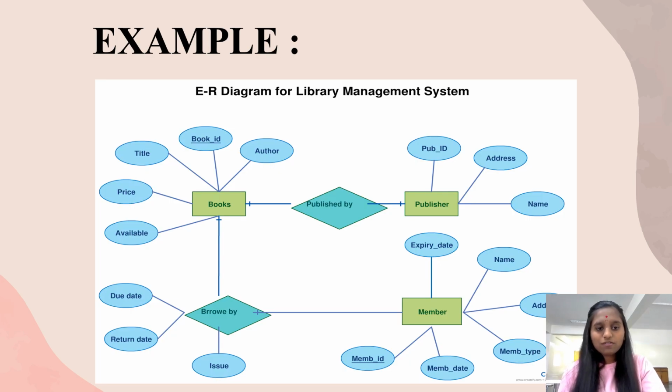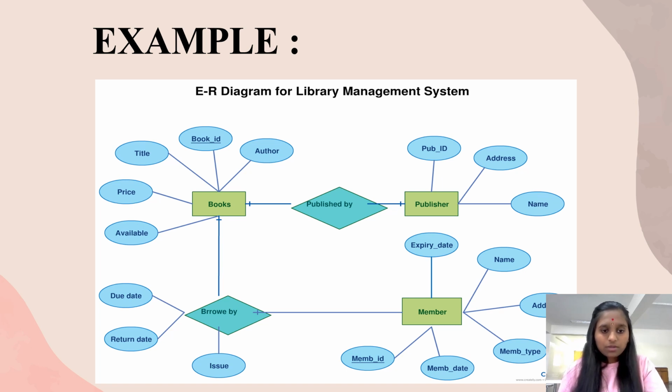Here is the example for ER diagram. This is the ER diagram for library management system. Here, books, publisher and member are the entities, and published by and borrowed by are the relationships. Author, book ID, title, price, available are the attributes of the book entity. Publisher ID, address, name are the attributes of the publisher. And expiry date, name, address, member type, member date, member ID are the attributes of the member.